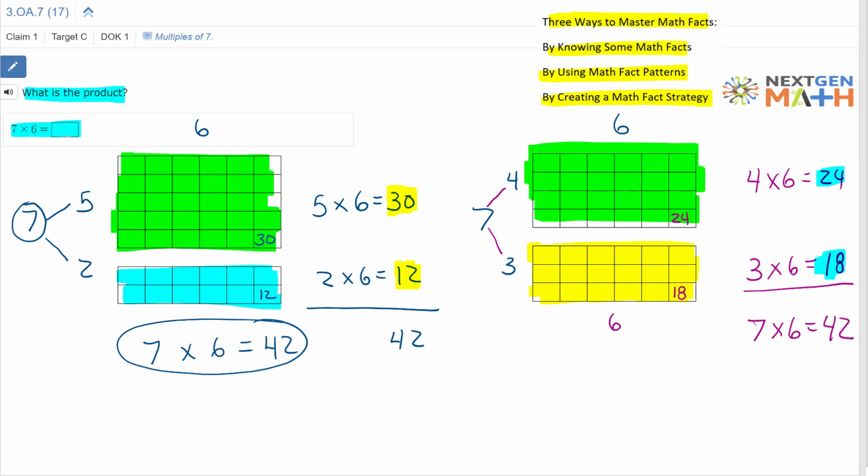So 2 different ways we can solve this problem by using a strategy, splitting up 7 into what we know, such as 5 and 2, or 4 and 3, and then solve those smaller arrays either by using patterns, such as singles and doubles and doubles and doubles, or simply because we know those facts.